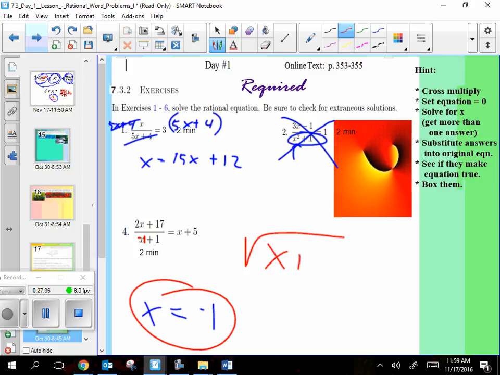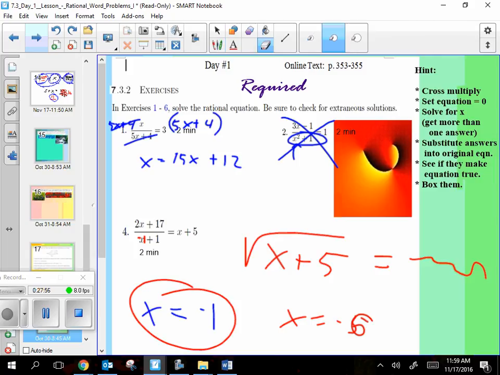If you have a square root like this, and you come up with an answer of x equals -5... Actually, that wouldn't be a problem. -6, there we go. That actually won't work. It's not legal. It has a square root of a negative. So you've got to watch out for square roots, and you've got to watch out for fractions like this.